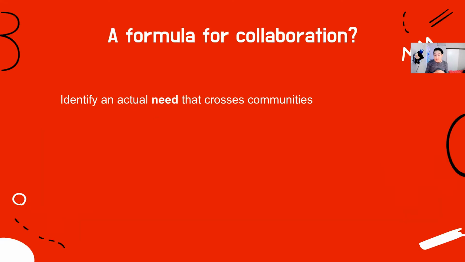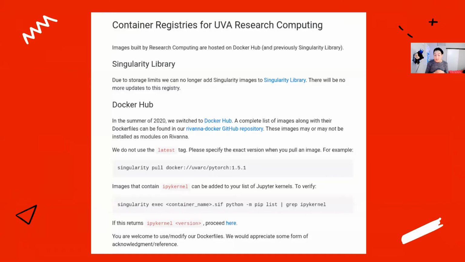So I want to propose to you today that there is this high-level formula for collaboration that we all kind of know about and we do without thinking about it. And it really starts with identifying an actual need or a problem that crosses communities that will inspire collaboration. So with that in mind, let me present you with a problem.